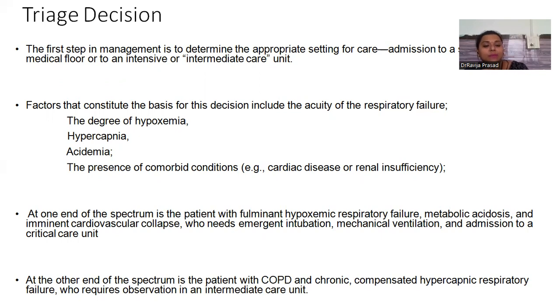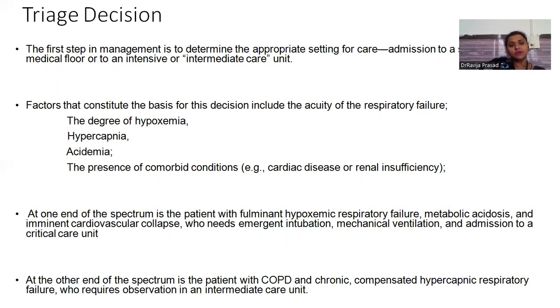At one end of the spectrum are the patients with fulminant hypoxemic respiratory failure, metabolic acidosis, and imminent cardiovascular collapse who need emergent intubation, mechanical ventilation, and admission to the critical care unit. At the other end of the spectrum is the patient with COPD and chronic compensated hypercapnic respiratory failure who requires observation in an intermediate care unit.